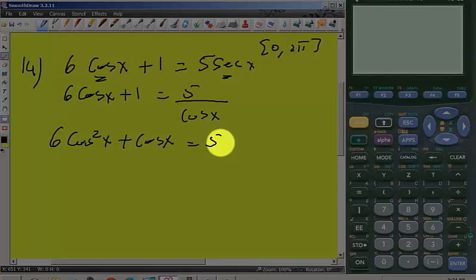It's a quadratic. Take everything to one side. 6 cosine squared x plus cosine of x minus 5 is equal to 0. Cross our fingers. Hopefully we can factor. Otherwise it's going to get ugly.